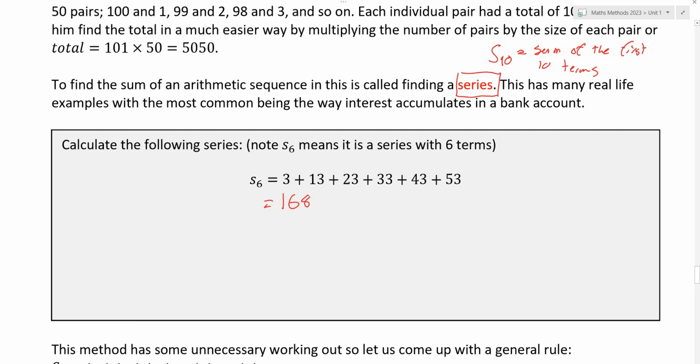Okay, but let's say you wanted to find, for the same series, S72. Even doing it on a calculator would take you forever. Yeah, there's a formula.